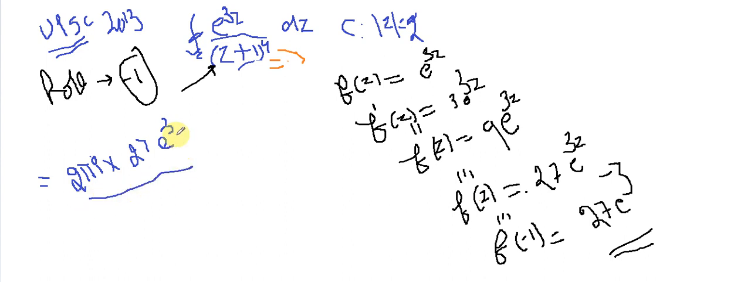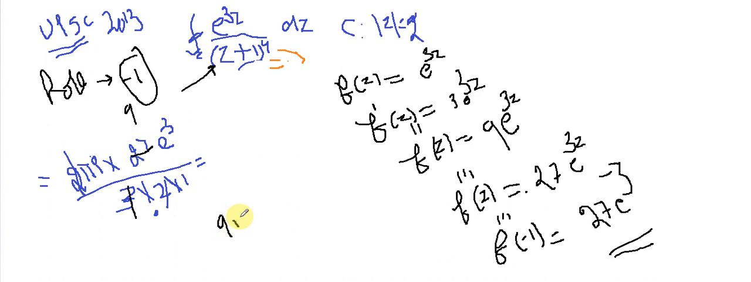3 factorial. And what is 3 factorial? It is 6. So I am writing 3 factorial as 3 into 2 into 1, and I am cancelling this 2 by this 2, and 3 into 1 is 3, so this becomes 9. So the answer will be 9 pi i into e raised to the power -3. This is the answer of this question.